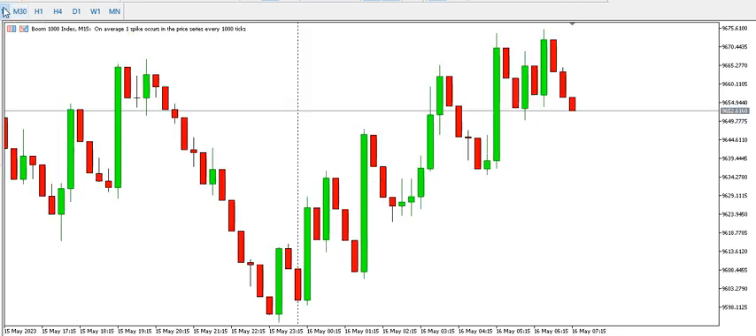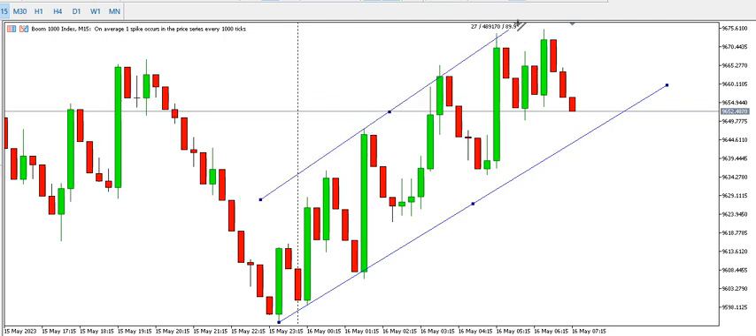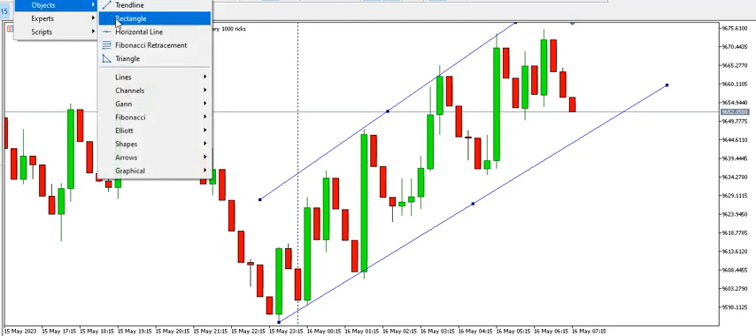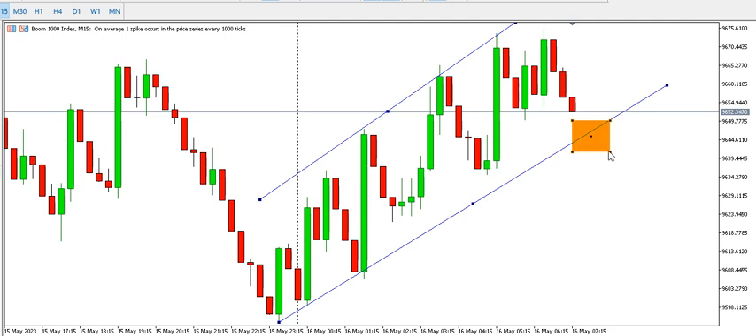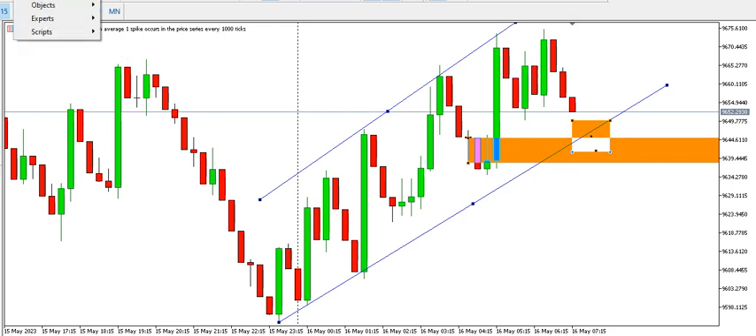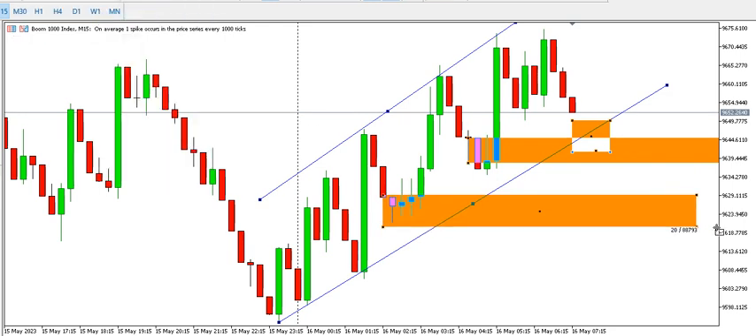Boom 1000 index. What do we have on the 15 minutes time frame? On the 15 minutes time frame, we can see that price is ranging. Look at this channel, ranging in a channel. We expect price to continue in the channel, but if price breaks the ascending trend line here, we might see price dropping first to this very other block, before price drops lower to this other block.